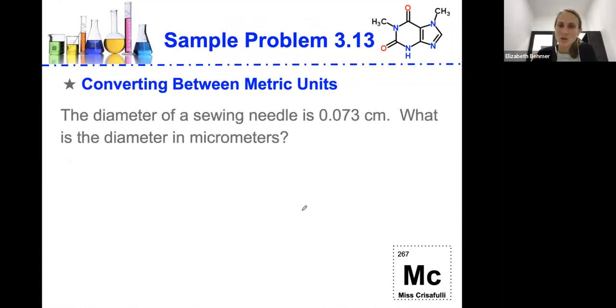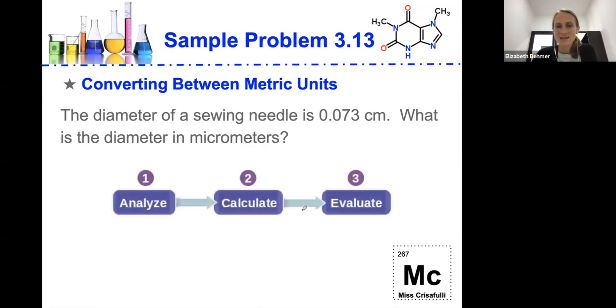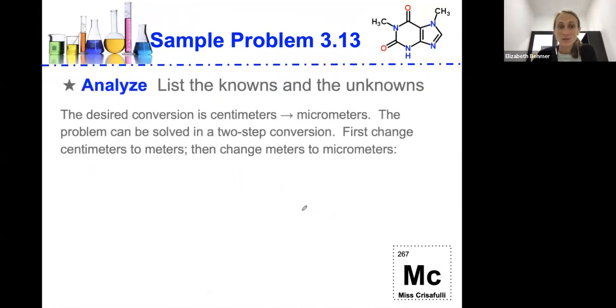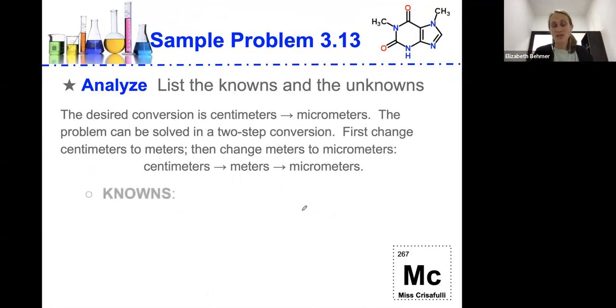The diameter of a sewing needle is very small. As you know, it's 0.073 centimeters. What is the diameter in micrometers? Let's analyze, calculate, and evaluate. Let's list our knowns and unknowns. The desired conversion is centimeters to micrometers, and this problem can be solved in a two-step conversion because we need to first change centimeters to meters, and then we'll change meters to micrometers. So those are our two steps: centimeters to meters, and then meters to micrometers.